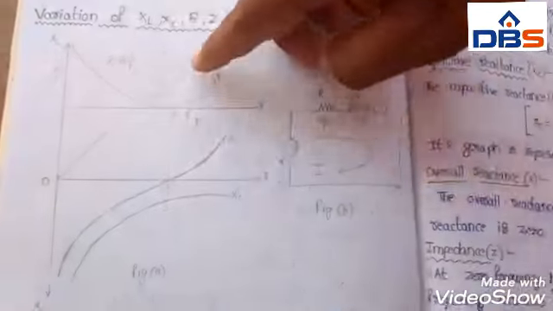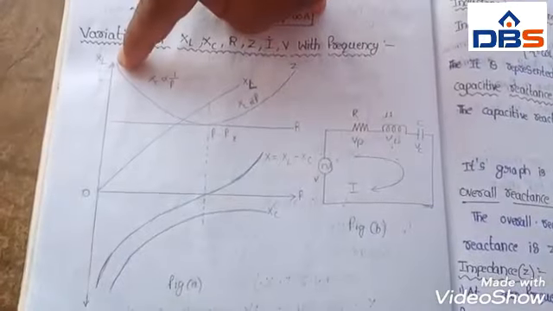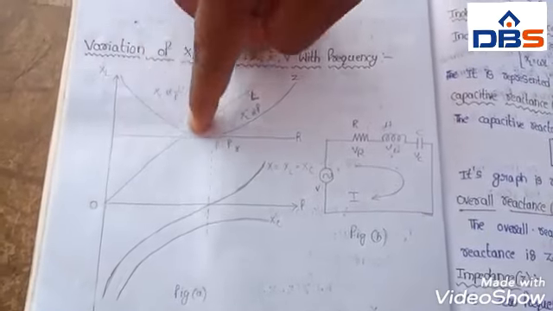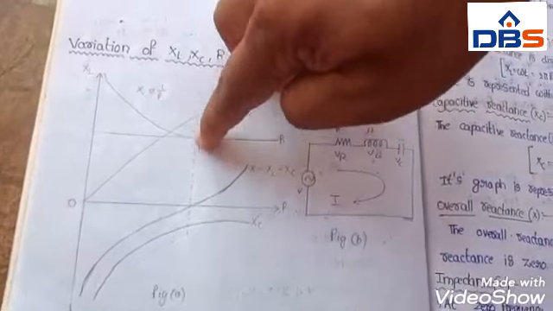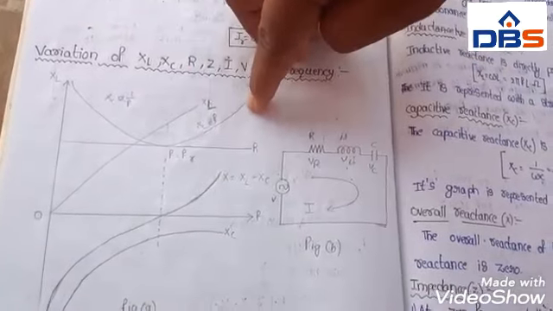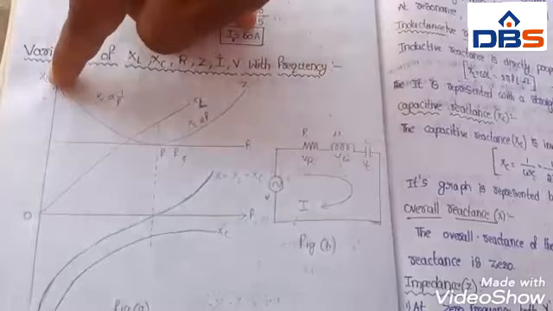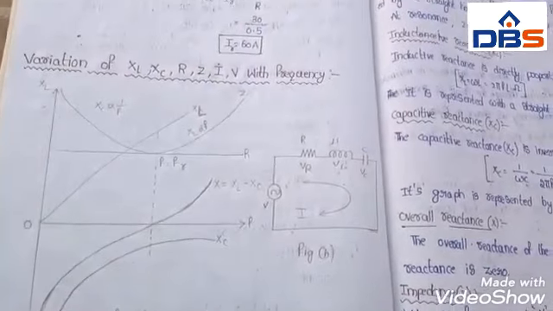So this is the impedance value. Below resonant frequency it acts as a capacitive circuit. At resonant frequency it acts as a resistive circuit. Above resonant frequency it acts as an inductive circuit. So this is the curve for impedance.